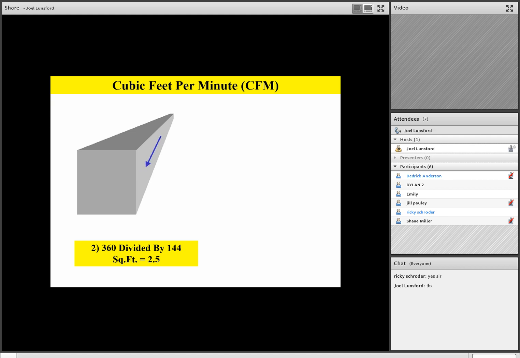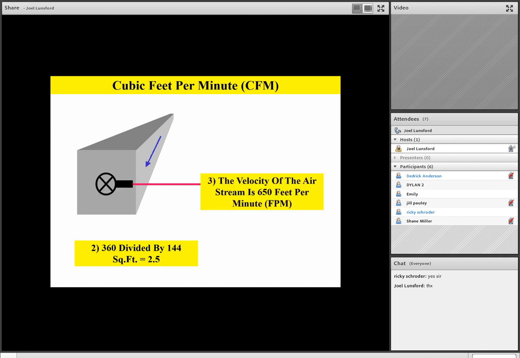We then use the appropriate tool, either a rotating vane tool or a hot wire anemometer, to measure the velocity of the airstream. And in our example, we see that the velocity is 650 feet per minute. Now to find CFM, we're going to multiply those two factors together. We're going to multiply 650 times 2.5, and that will give us the CFM.